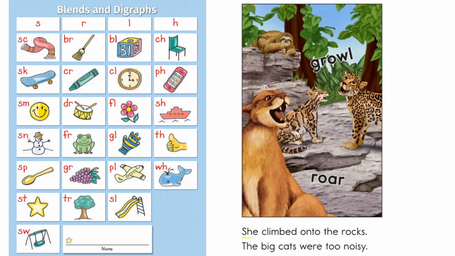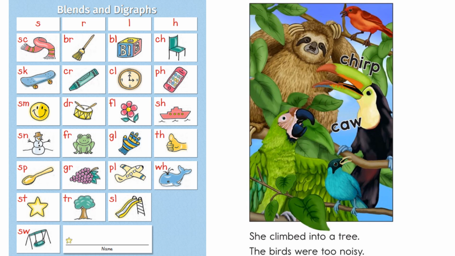Well, we already know we have this one. We see these on every page because it's a pattern. But do you see any other blends and digraphs? Yeah, she climbed onto the rocks, like clock. The big cats were too noisy. And then looking in the picture, there's this label that goes owl, owl, growl, like grapes. What's happening here? How many blends and digraphs can you find?